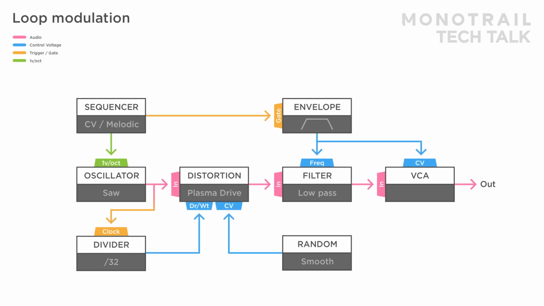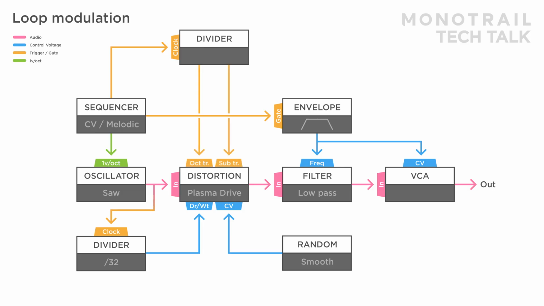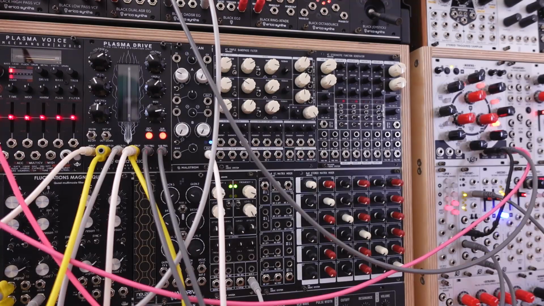The clock output of the sequencer is driving a second divider, and two different divisions are used to modulate the octave and sub-octave triggers. This creates nice tempo synced variations.